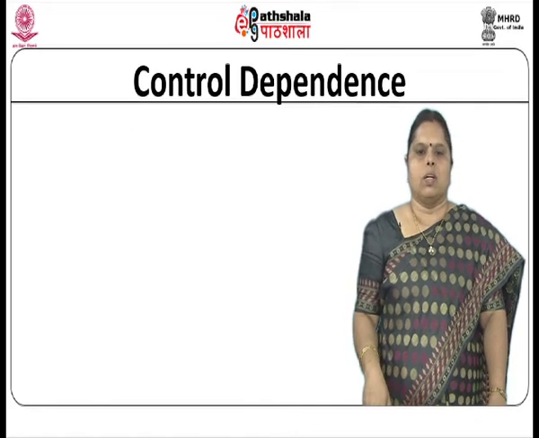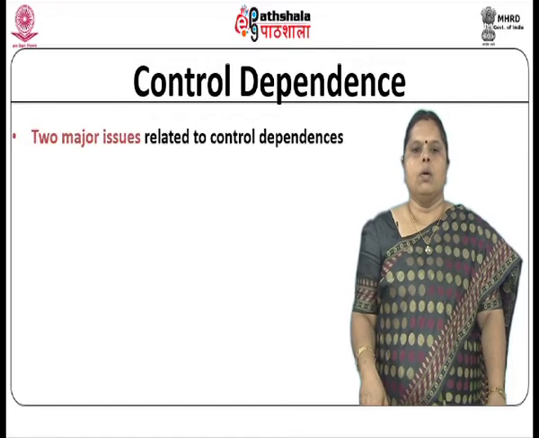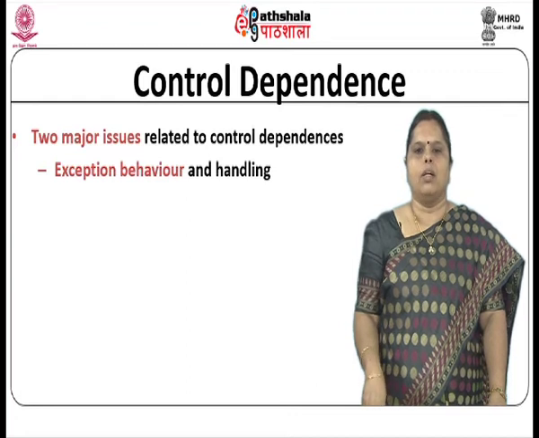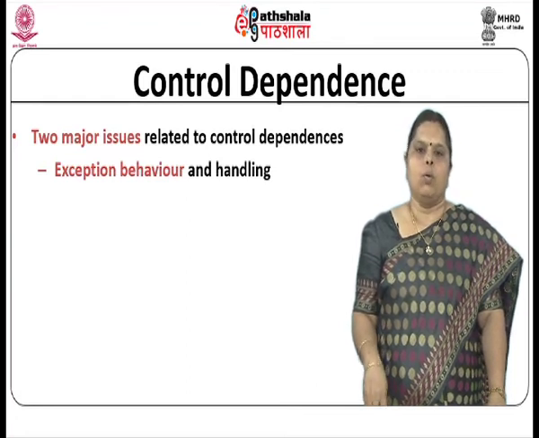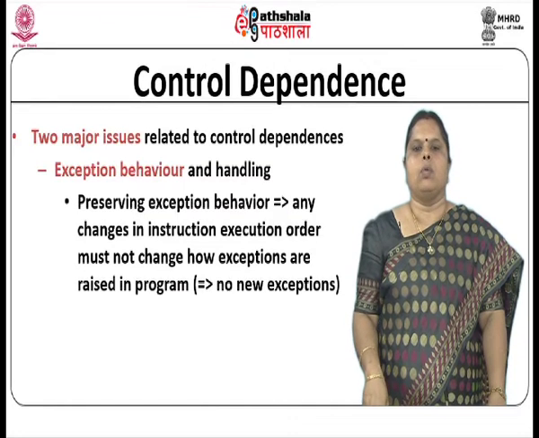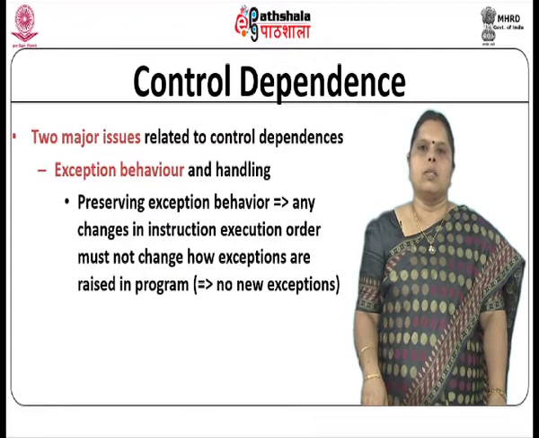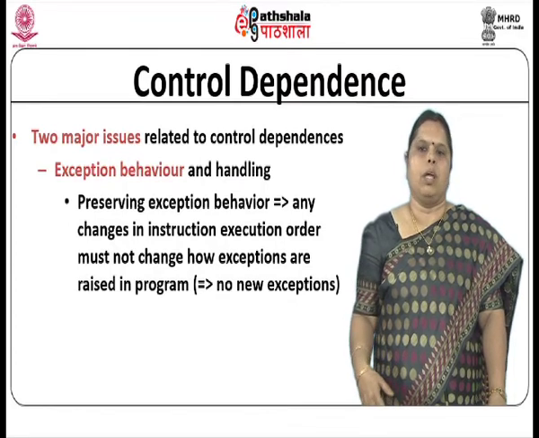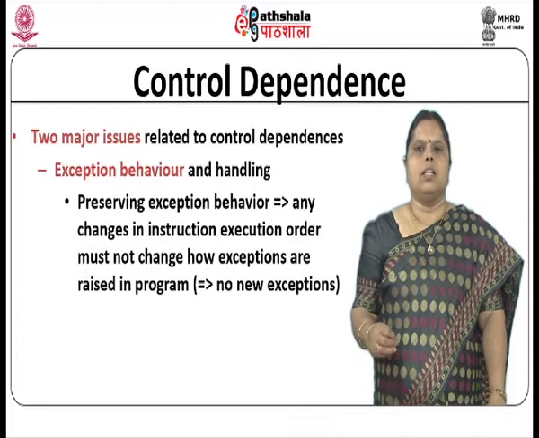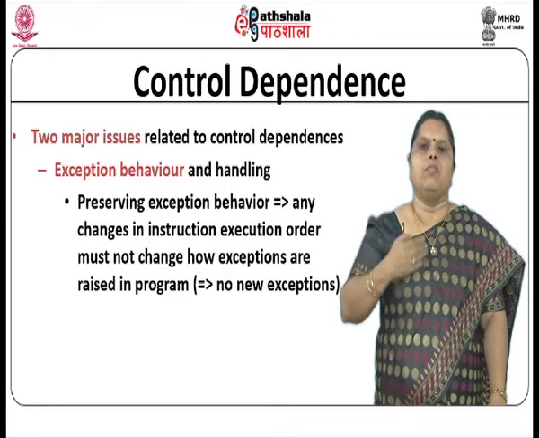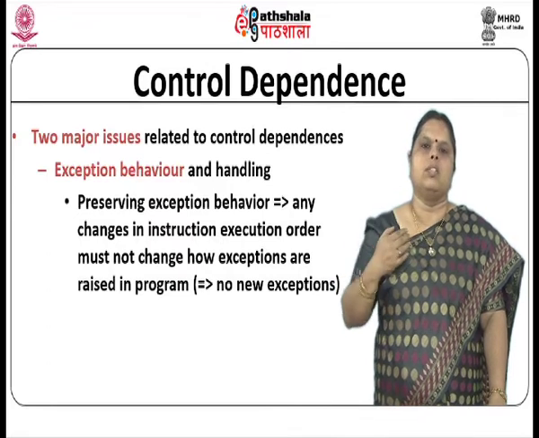If you violate these properties, that will give rise to control hazards. When you are talking about control dependence, there are two major issues that you will have to address and take care of. One is exception behavior and handling, and the second one is data flow. What do you mean by exception behavior and handling? Whenever you have an exception, preserving exception behavior means handling any changes in the instruction execution order. Branches change the flow of instructions. It will change your control flow.